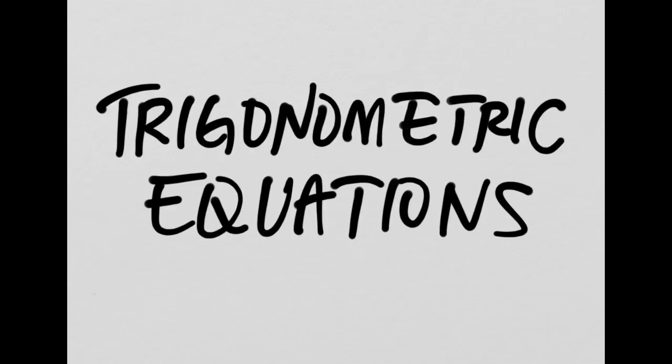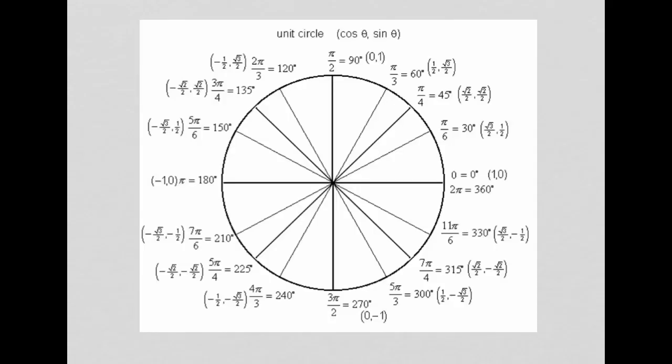In this video, I'm going to go over some examples of solving trig equations. And to solve trigonometric equations, it is crucial that you know how to evaluate all 6 trig functions at the angles 0, pi over 6, pi over 4, pi over 3, and pi over 2, along with their symmetric counterparts that you see in this picture on the unit circle.